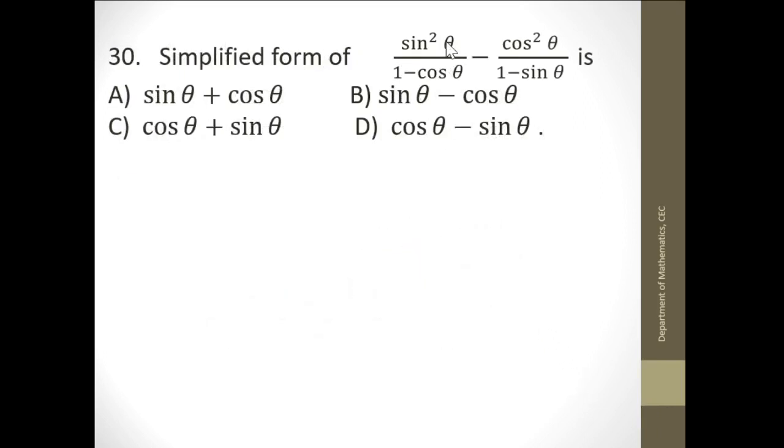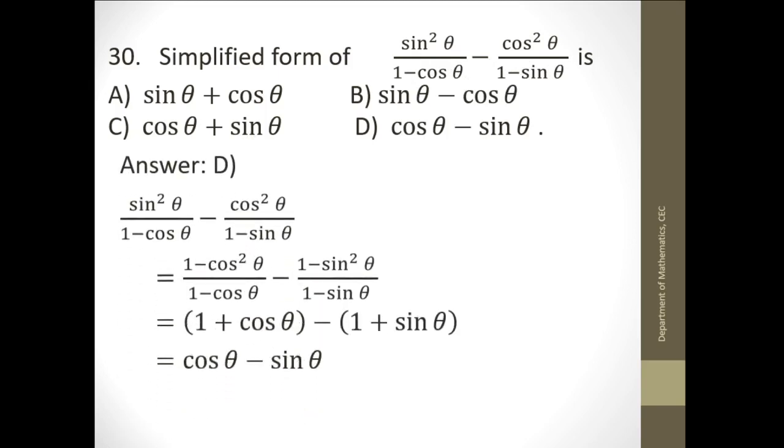To simplify this, sin square theta is nothing but 1 minus cos square theta. 1 minus cos square theta is nothing but 1 minus cos theta into 1 plus cos theta. Cancel 1 minus cos theta. Remaining term is 1 plus cos theta. Similarly, this becomes 1 plus sin theta. But you are subtracting. So 1 cancels. Cos theta minus sin theta. Cos theta minus sin theta means answer is D.